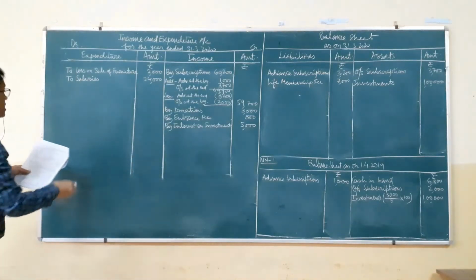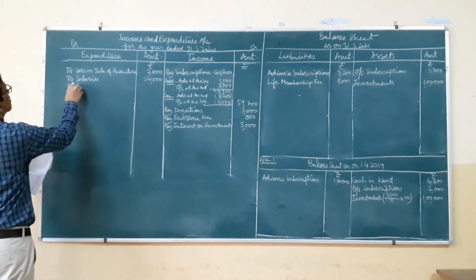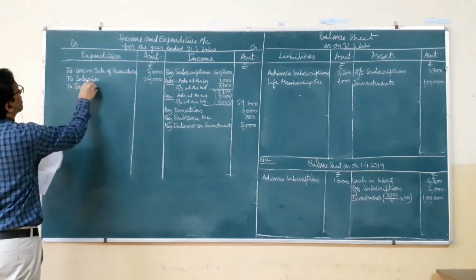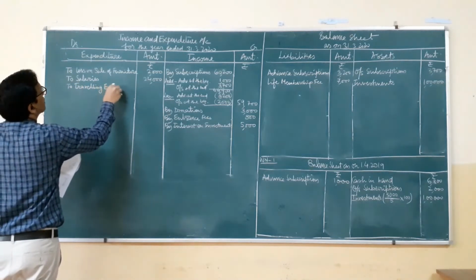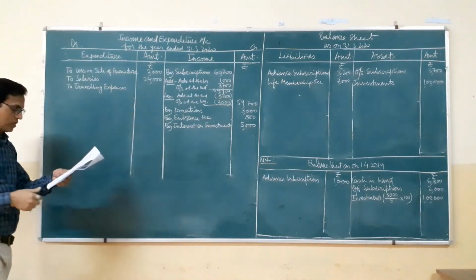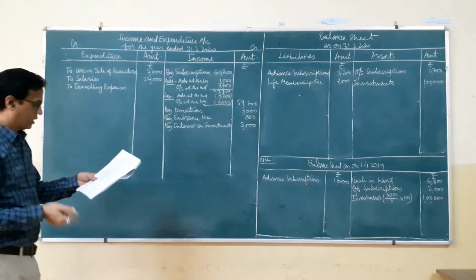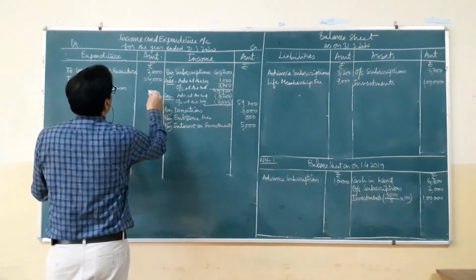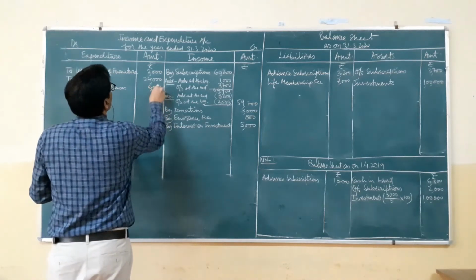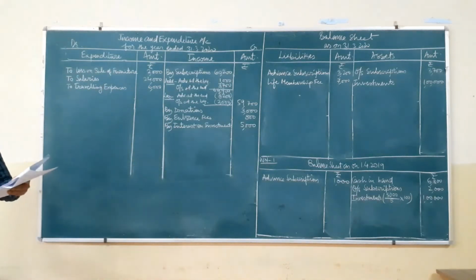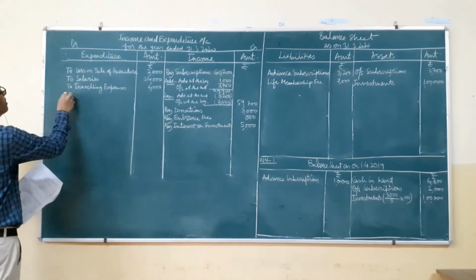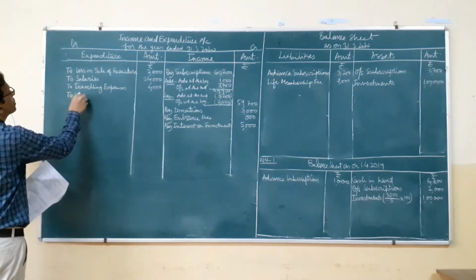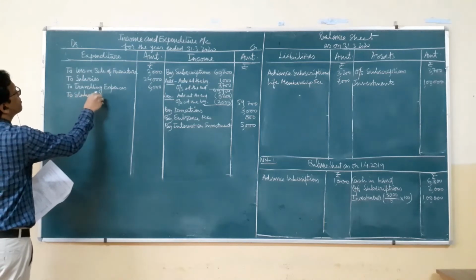Then by traveling expenses, so we write traveling expenses. Before finalizing the amount, we will check from the additional information if something is given regarding it. Nothing is given regarding it also. So 6,000. The next item is by stationery, and we will check whether something is given. Yes, it is given. So we will write it here, stationery consumed.